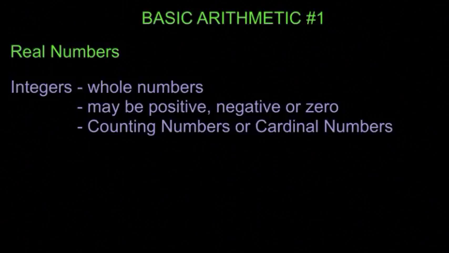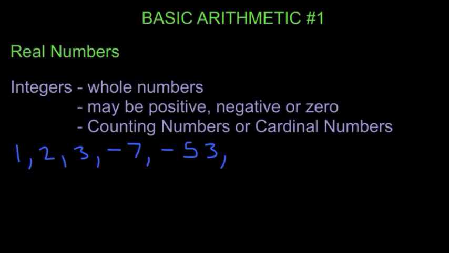An example of integers would be 1, 2, 3, some obvious counting numbers. Some negative numbers might be -7, -53. But integers are not just positive and negative numbers, they also include the zero number, which is expressed with a zero.